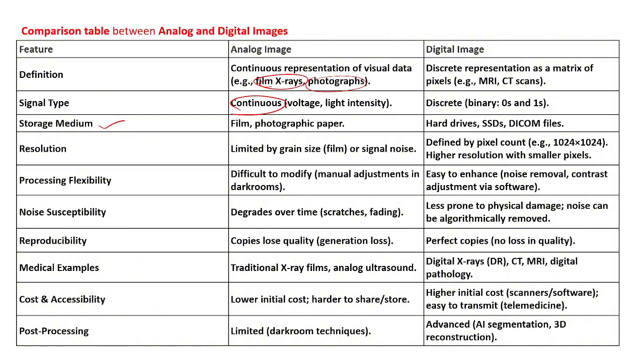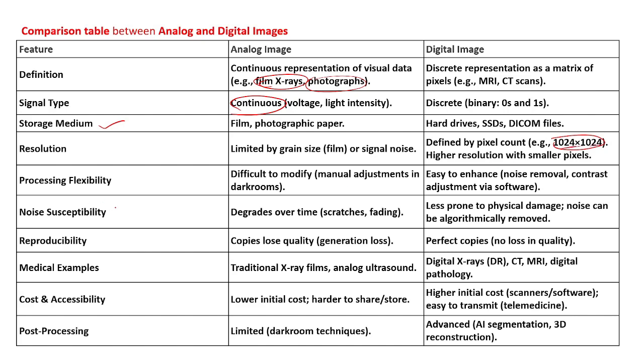The digital image has high resolution with smaller pixels. If the pixel is smaller, the resolution is greater, so it is defined by pixel counts. That means the resolution is defined by 1024 by 1024. That is the resolution: the width and height of the image, and these numbers represent the pixels.